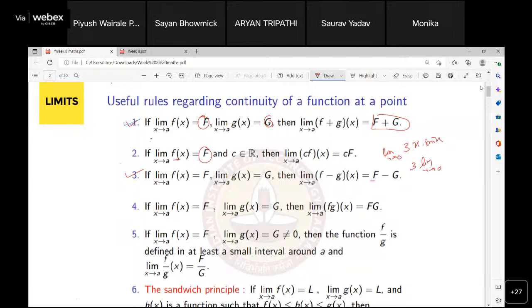In the fourth case, the limit as x tends to a of f of x equals f, and for g it is g. Then the limit of fg equals fg. In the last session we also discussed that if we have two functions like x into sin x, I can simply transfer the limit individually. The same thing applies for the derivative part.